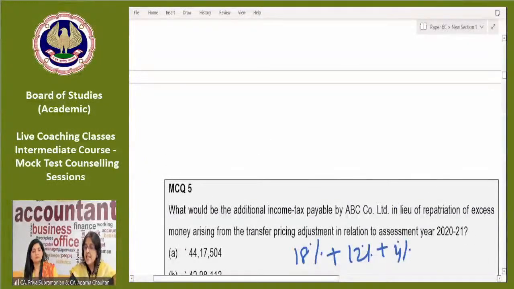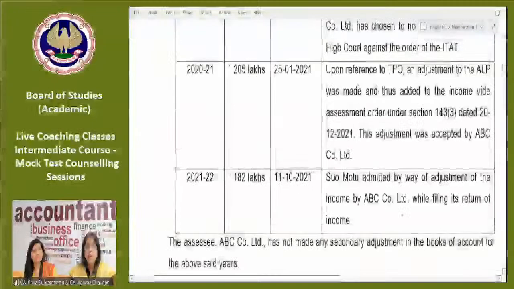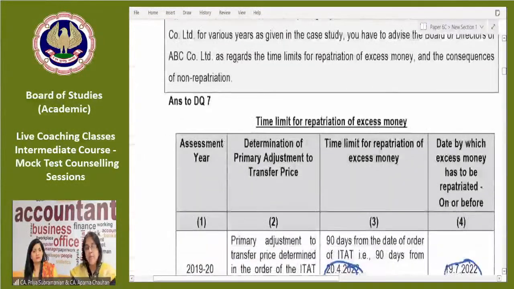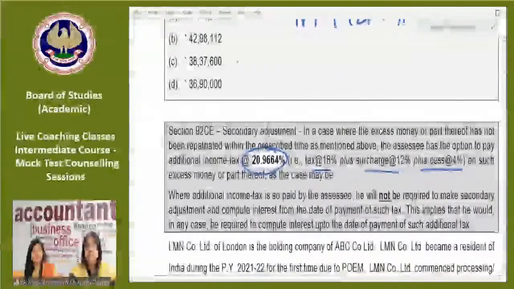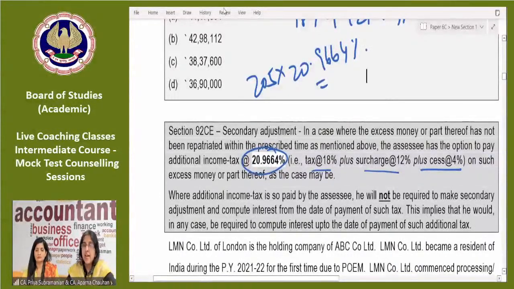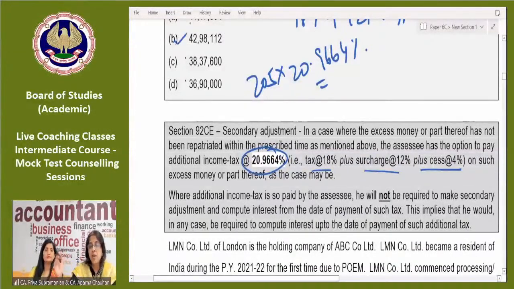So it was asking specifically for assessment year 2021. What is the transfer pricing adjustment for that year? Transfer pricing adjustment for assessment year 2021 is 205 lakhs. So 205 lakhs into 20.96%. That we'll have to calculate. I don't remember what it is. 205 lakhs into 20.9664% will give you this answer. 42,98,912 as the answer.